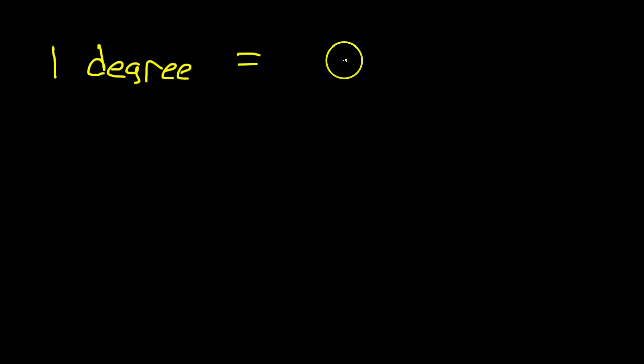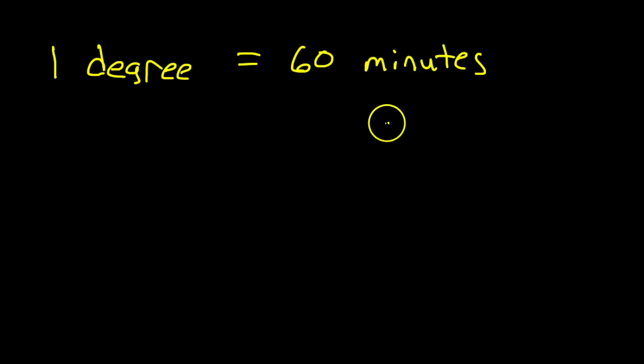Now, when we talk about degrees, minutes, and seconds, here's what you need to know. 1 degree is equal to 60 minutes. Okay, and I know we're talking about minutes and seconds, and you're thinking, what does time have to do with angle measurements? But we're not talking about time in this context. Minutes in this context means something completely different, and it simply means 1/60th of a degree. All right, it's a smaller portion of a degree.